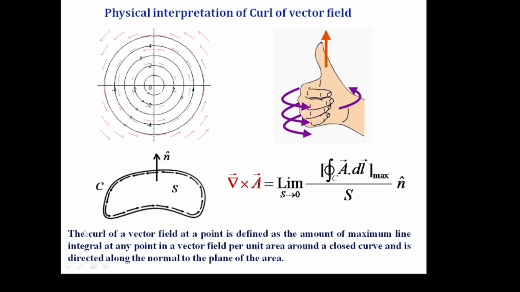What is this? The curl of a vector at a point is defined as the maximum line integral at that point in a vector field per unit area enclosed by a curve, and it is directed along the normal to the plane of the area.